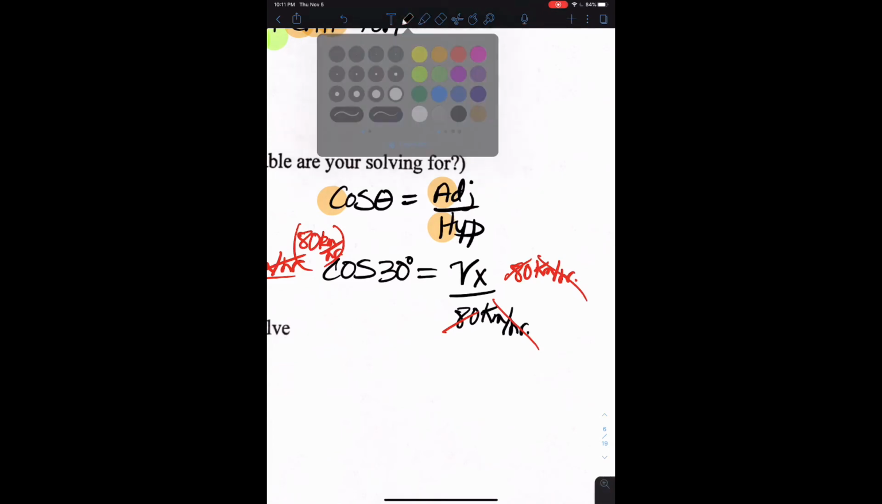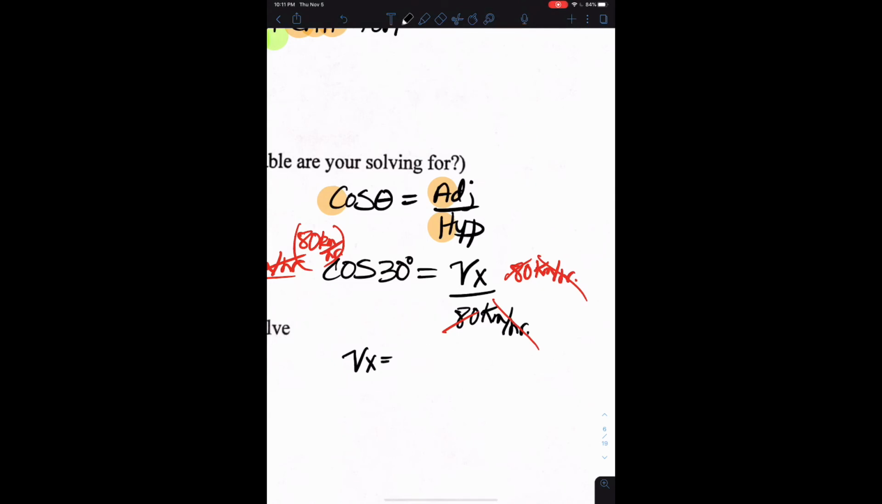We have Vx then is equal to 80 kilometers per hour times, like I said, about 0.866, times cos 30. I'm going to leave it like that because it's more exact than saying 0.866. All right, 80 times cos 30 is equal to 69.28. This is kilometers per hour.